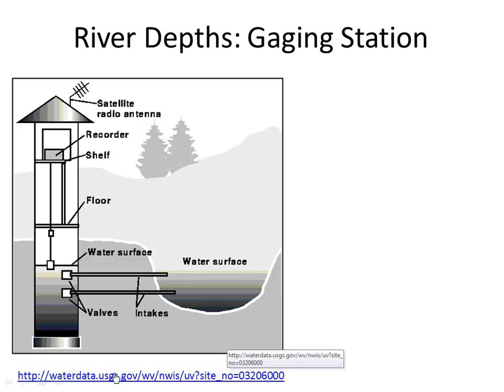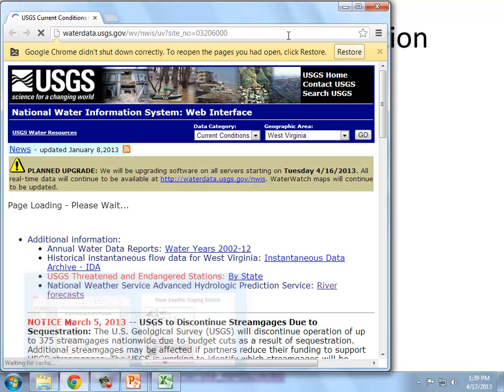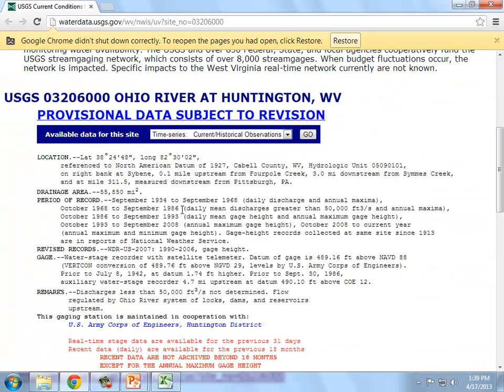And that's what this USGS website is. This is a location where they're measuring the water depth for the Ohio River in Huntington. You notice here on this page it's mentioning the latitude and longitude of the gauging station, and the area that's upstream. 55,000 square miles is draining into the Ohio River at Huntington. So that's the upstream watershed. It tells you a little bit about how long they've had that data measuring station there.